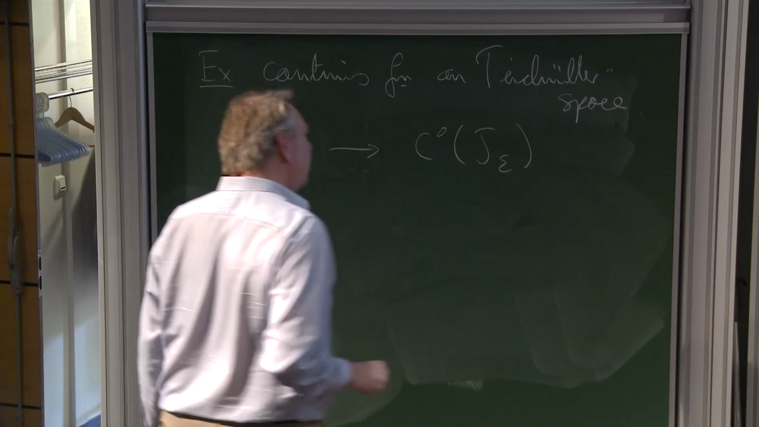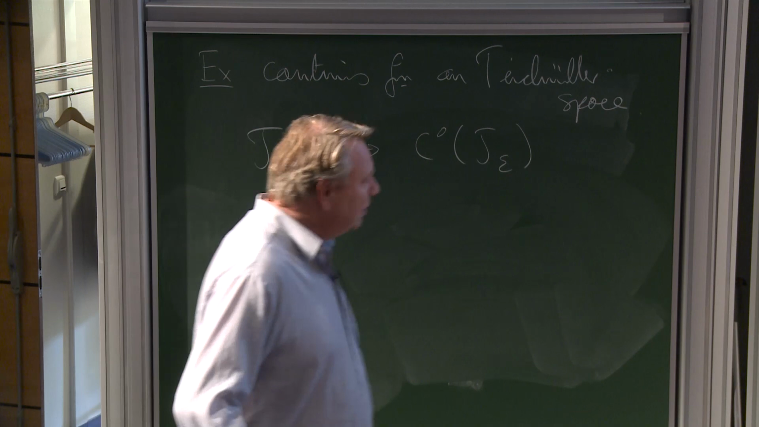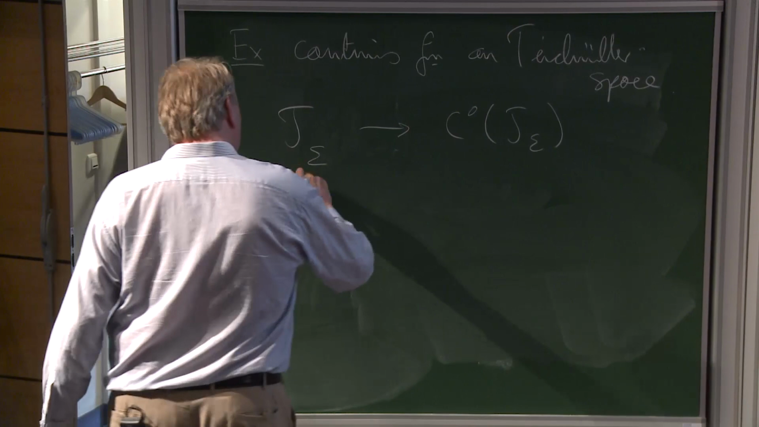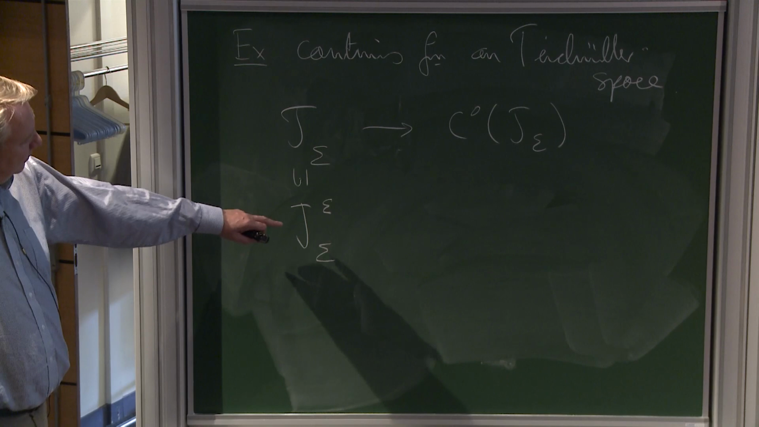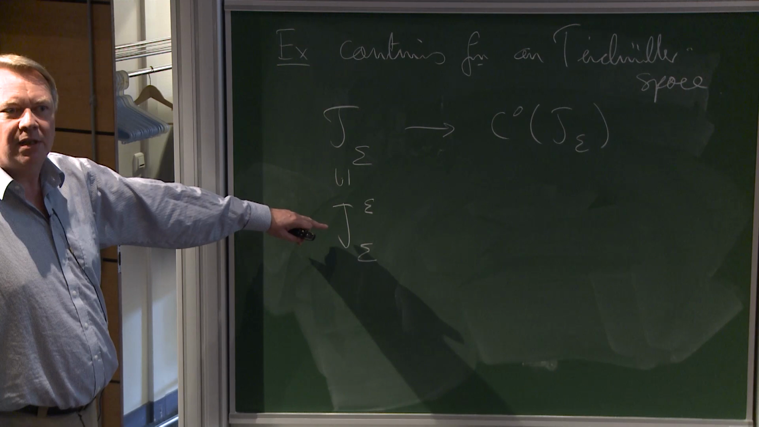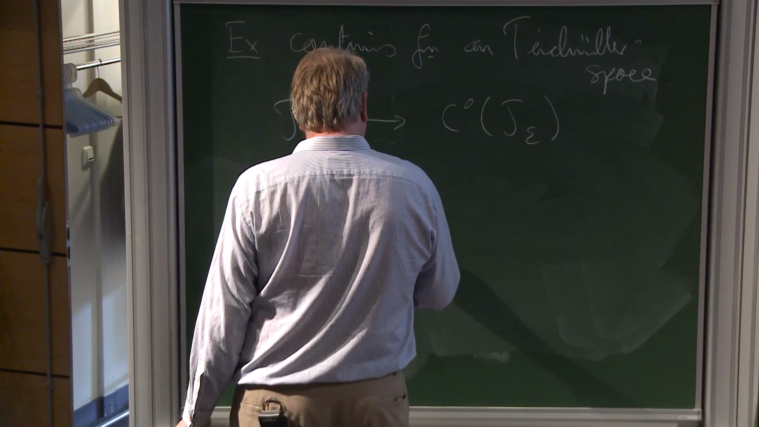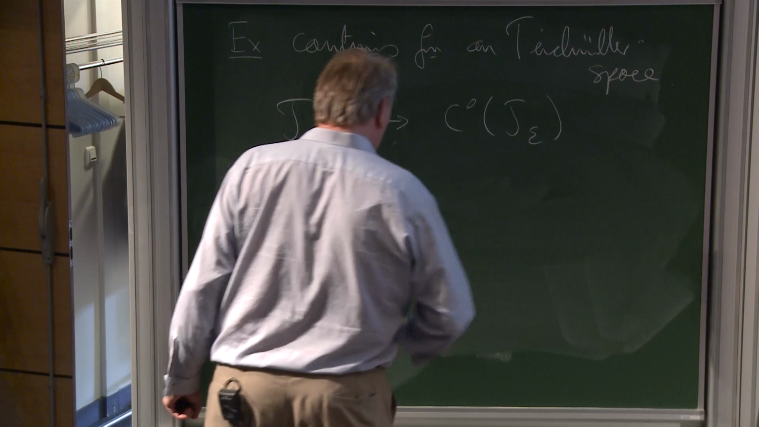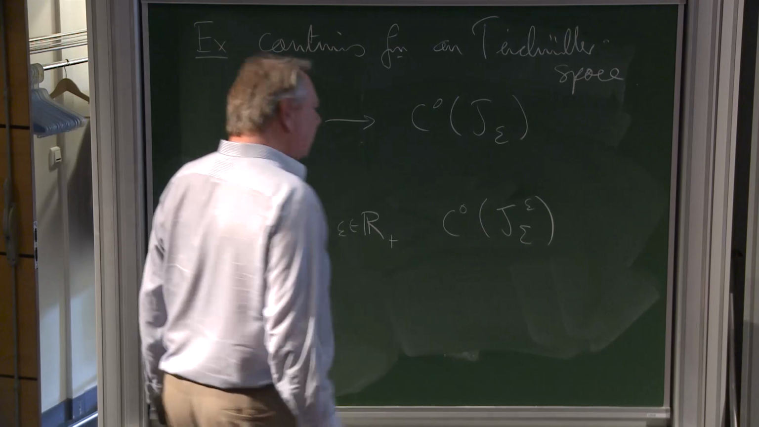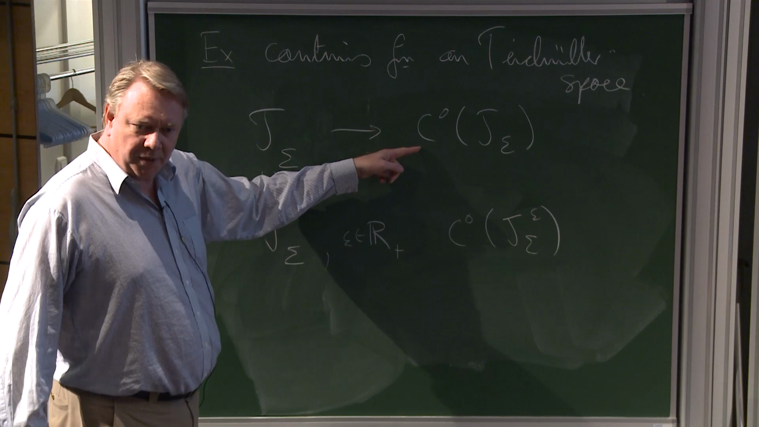But in order to somehow get the whole analysis to run under the recursion, I have to pick an epsilon and then consider the subspace of Teichmüller space that consists of surfaces with all closed simple geodesics of length at least epsilon. So I need those also. And so that epsilon will lie in the positive real line, and I will have C0 of these. So what happens is now that I don't have just one vector space. I have a system of vector spaces indexed by a directed set.